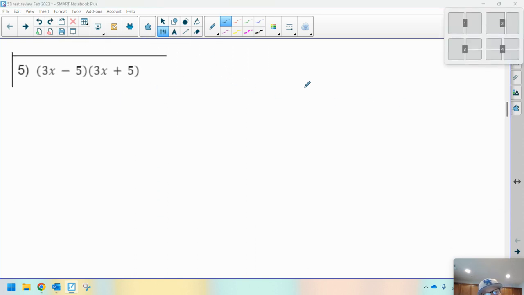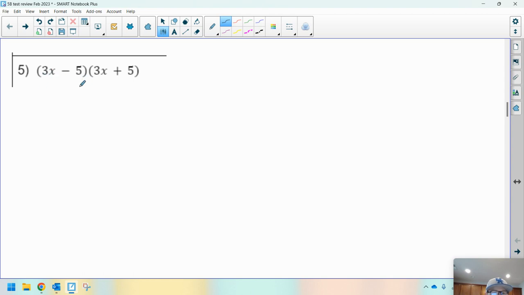All right, we're going to number 5. If you look at this, you can see that the first parentheses is exactly the same as the last parentheses, except one has a minus and one has a plus. So we're going to have something different in this answer. It's going to be a little bit different when we find the answer, and you'll see why. Maybe some of you guys know it already. But we're going to FOIL.